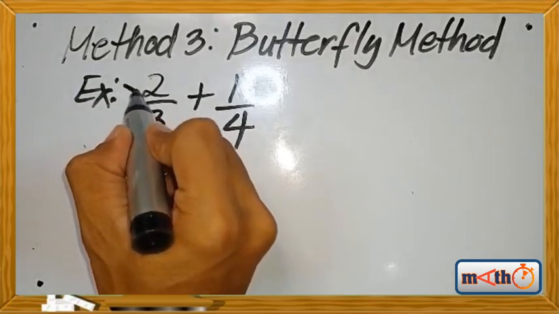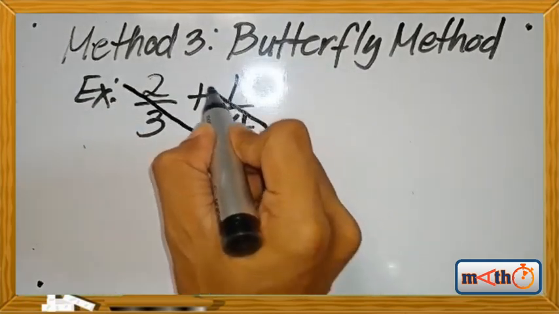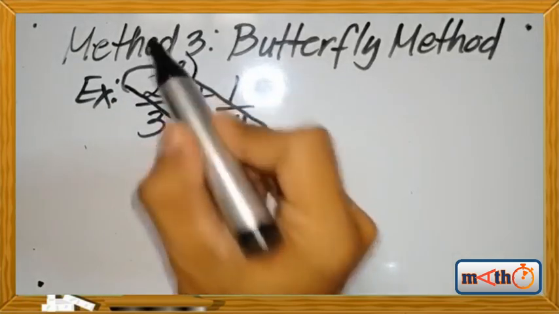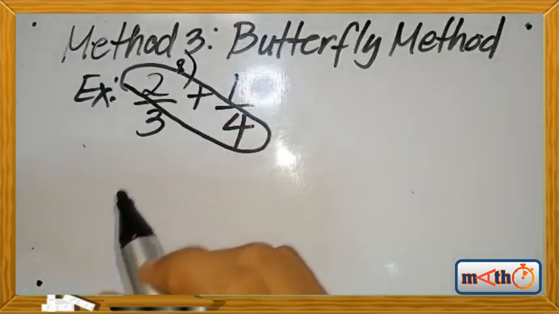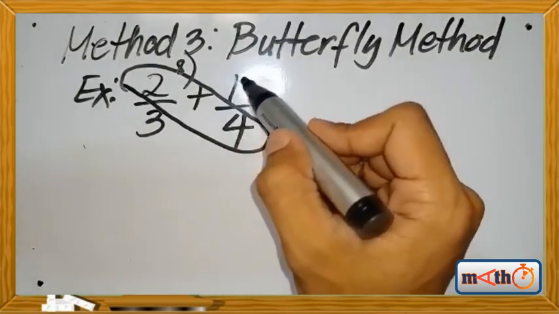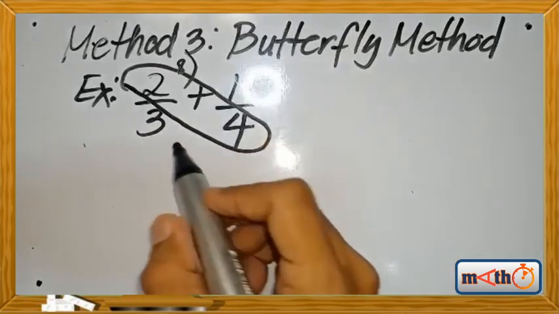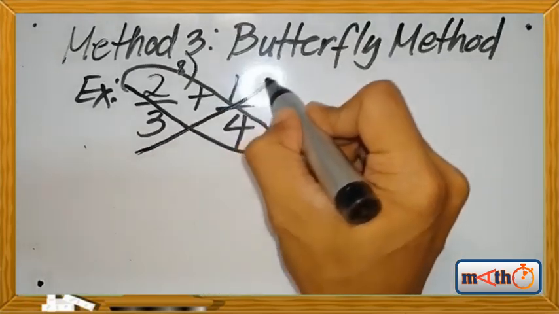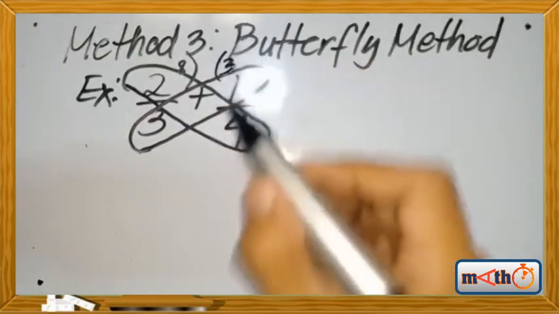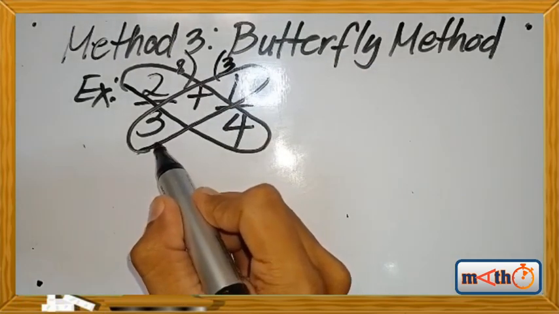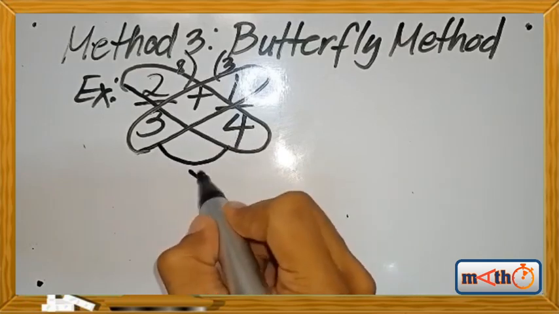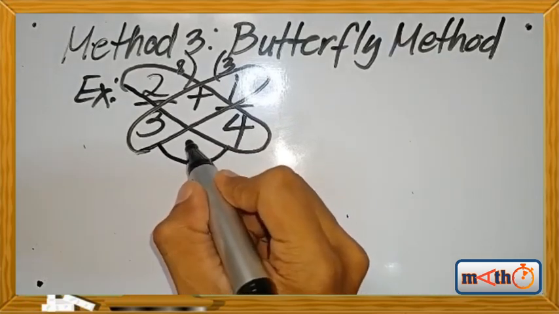So we have here 2 times 4. So 2 times 4, that is equal to 8. The next thing to do is to multiply the denominator of 2/3, which is 3, and the numerator of 1/4, which is 1. So 3 times 1, that is equal to 3. And then multiply their denominators. So we have 3 times 4, that is equal to 12.